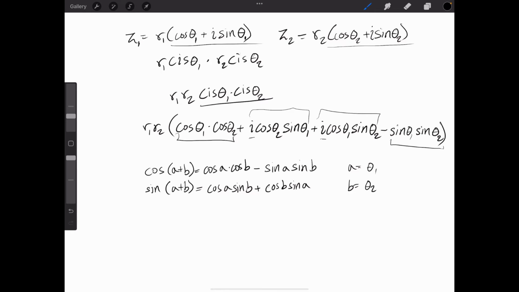By the way, these trig identities are very useful, so please do remember them for future reference and your IB exams. They're pretty important and very, very useful.